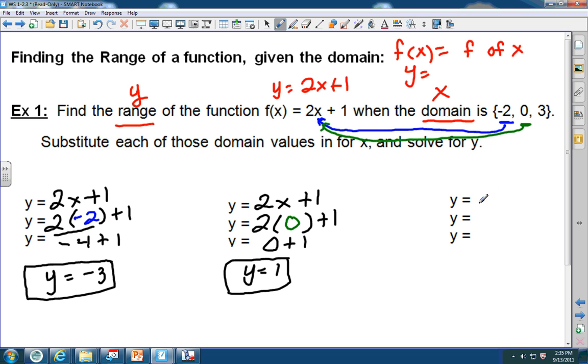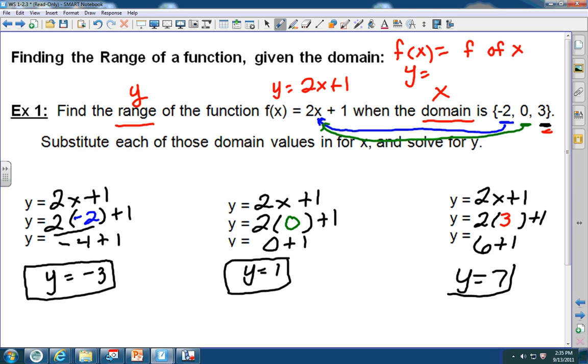Over here, I'm going to use the next one, 2x plus 1. This time I'm going to put in the 3. I have 2 times 3, which is 6, plus 1. Y equals 7. So now to write my answer, they wanted to know the range. Range equals, I've got negative 3, 1, and 7 in my set.